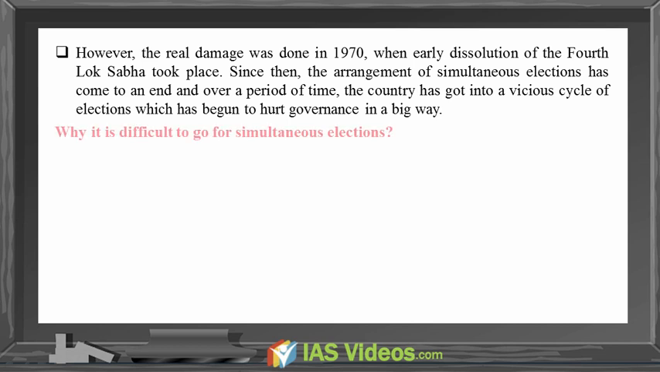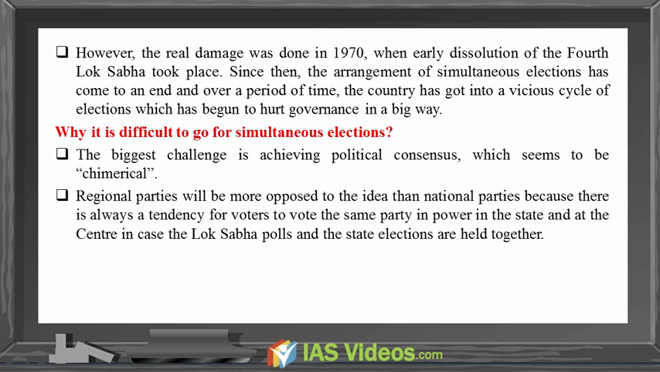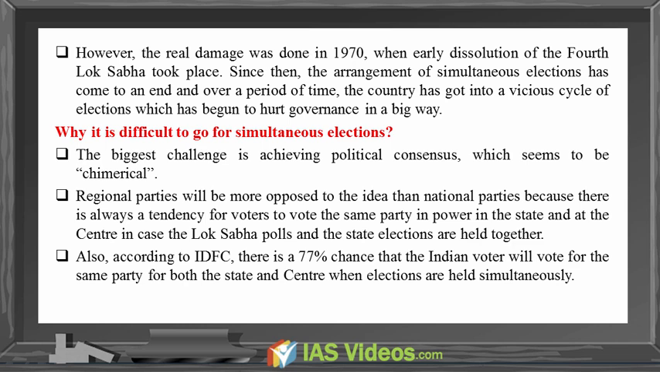Why is it difficult to go for simultaneous elections? The biggest challenge is achieving political consensus, which seems to be chimerical. Regional parties will be more opposed to the idea than national parties because there is always a tendency for voters to vote the same party in power in the state and at the centre in case the Lok Sabha polls and the state elections are held together. Also, according to the IDFC, there is a 77% chance that the Indian voter will vote for the same party for both the state and centre when elections are held simultaneously.